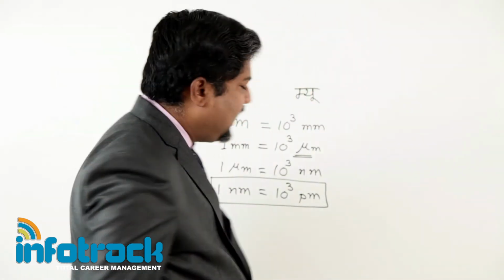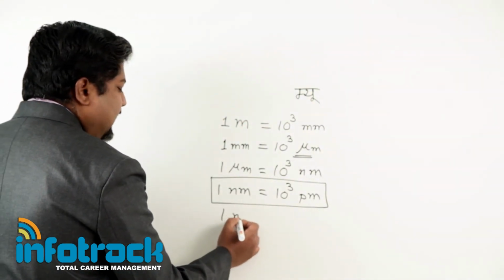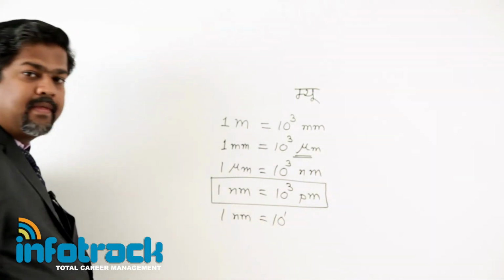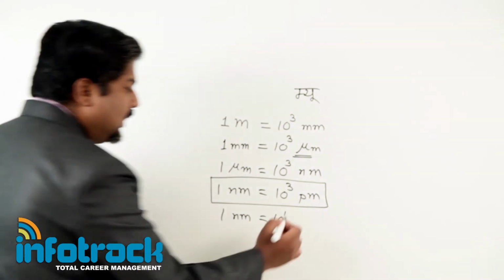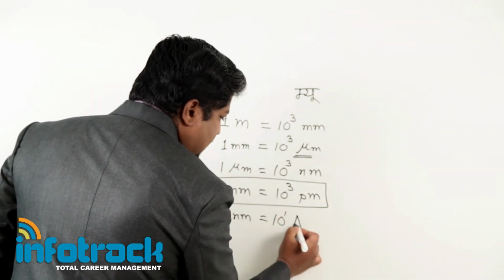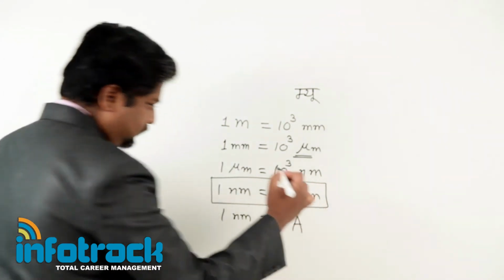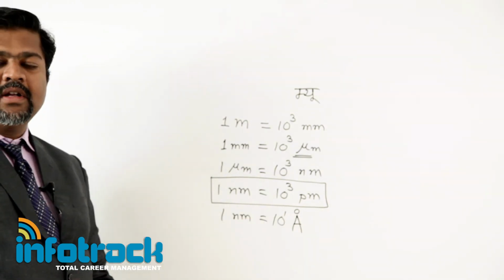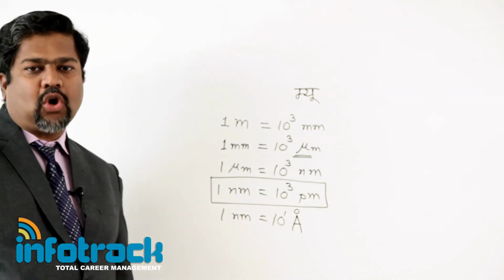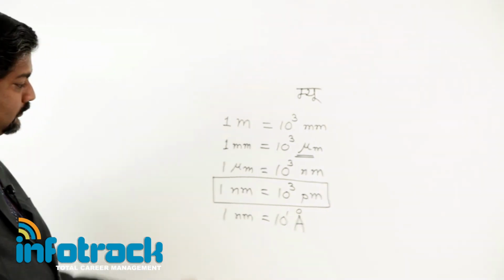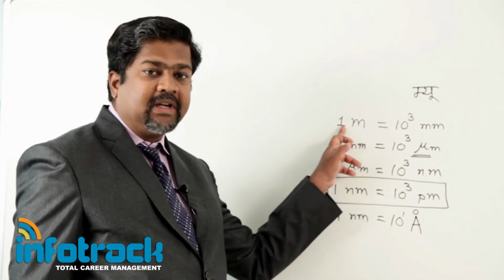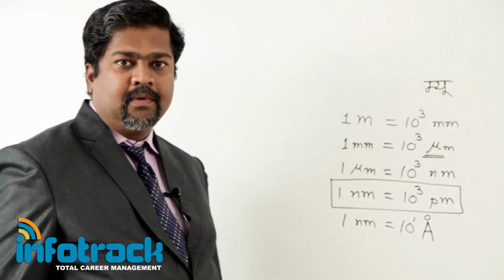And one more step we can go, that is nanometer equal to 10 to the power of 1, that is 10 only. For this we are using the word angstrom. So this is my first chart, that I can convert meter into angstrom.